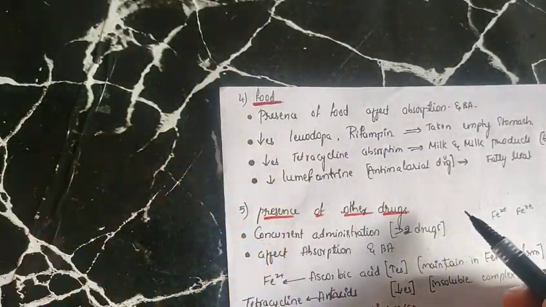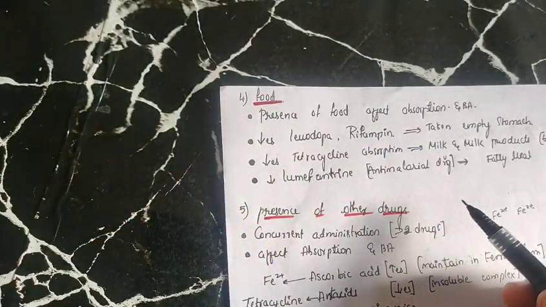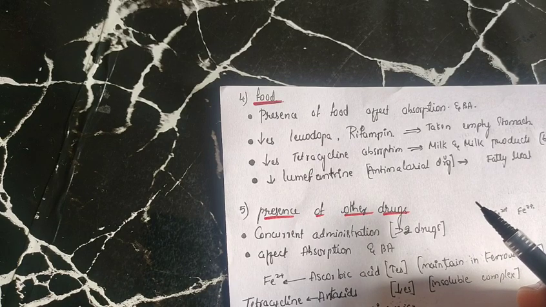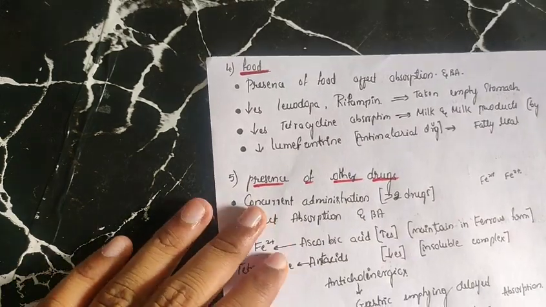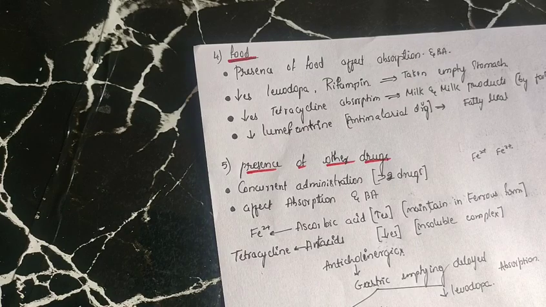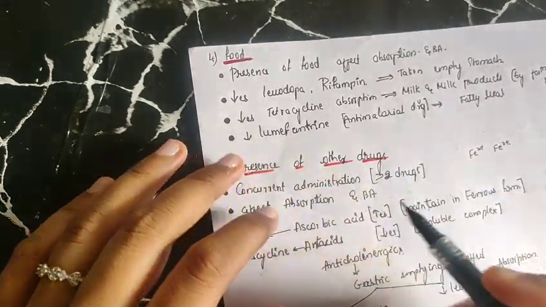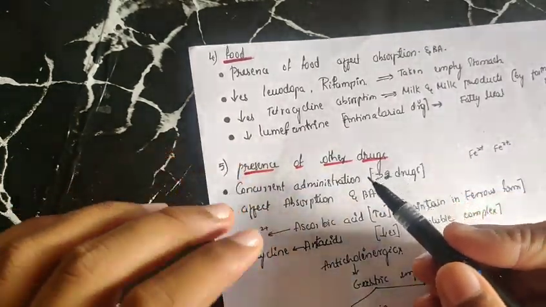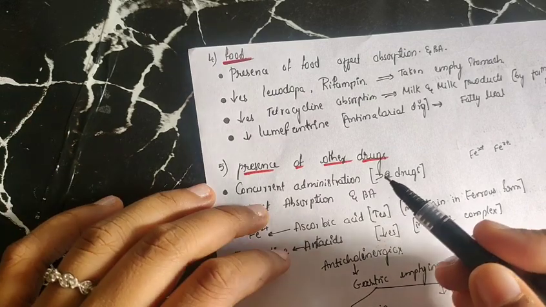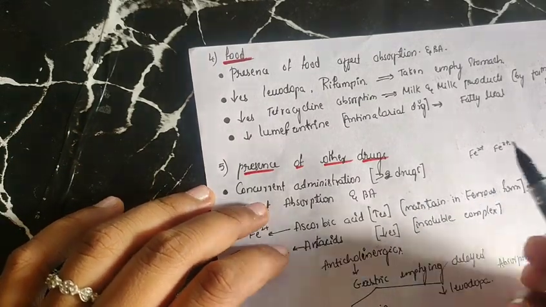And food, presence of food, some drugs like levodopa and rifampin, their absorption decreases in the presence of food. And tetracycline, milk and milk products decrease tetracycline absorption because they form a calcium tetracycline complex, which is insoluble.